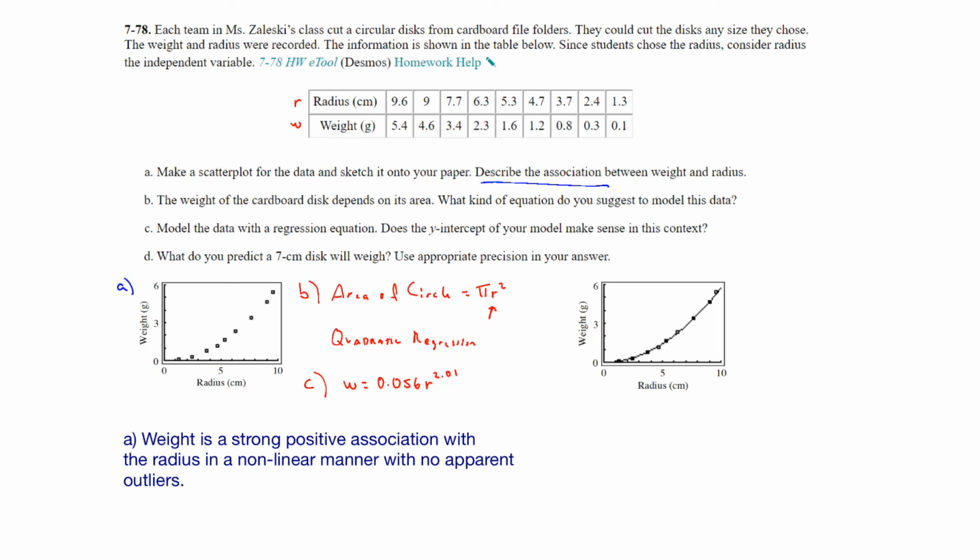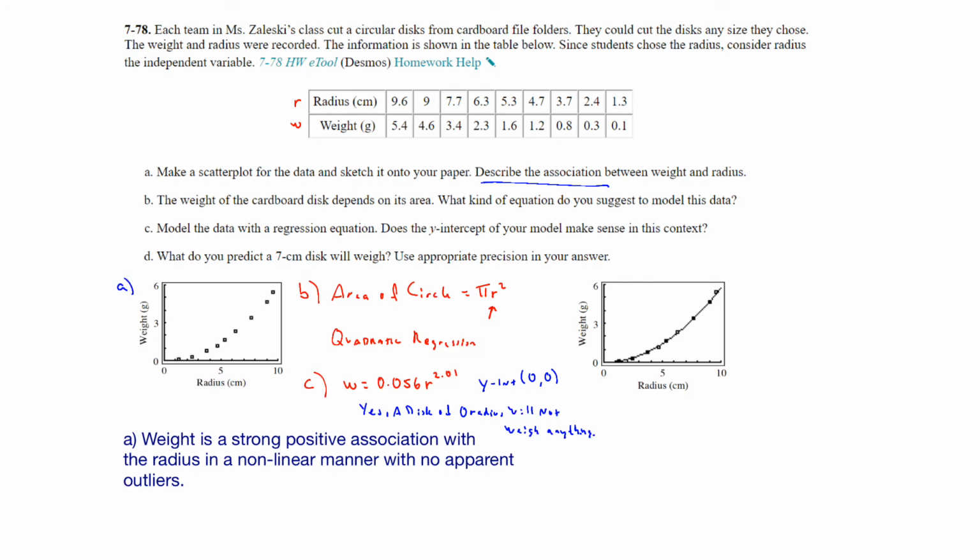So does the y-intercept of this model make sense in context? So as you're looking at this, that y-intercept would be what? And so the y-intercept would actually represent, if you plugged 0 in for, in this case, your R value, you would get 0 back for the weight. And that does make sense, because if you have a disk with 0 radius, then it's obviously not going to weigh anything either. So make sure you include some type of description for that.